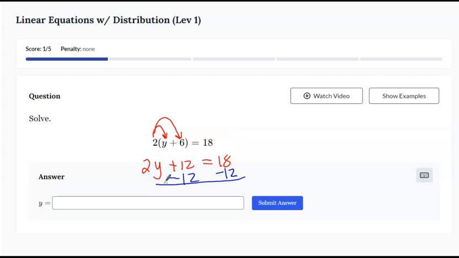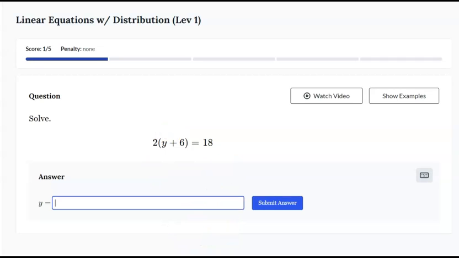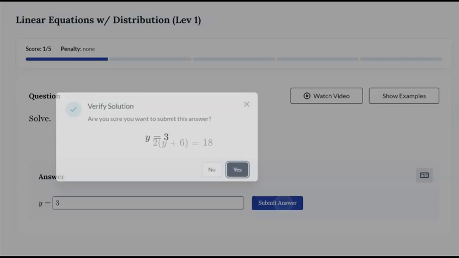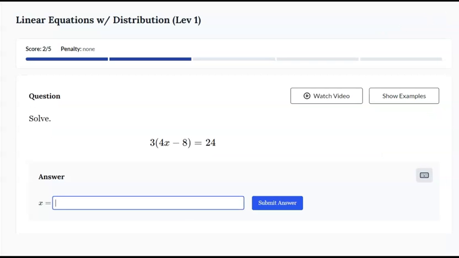Subtract 12 from both sides, rewrite, divide both sides by the coefficient, rewrite, and you're done. One last time. 3 times 4x's is 12x. 3 times minus 8 is minus 24. And you stop multiplying there.